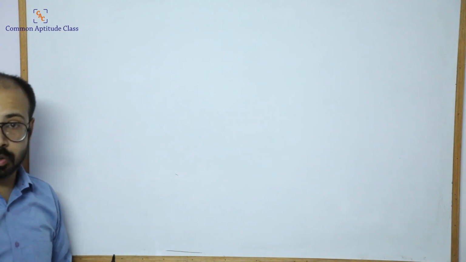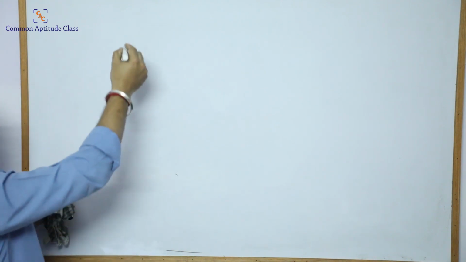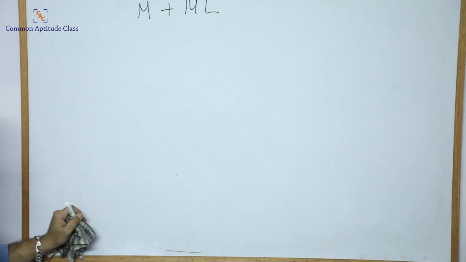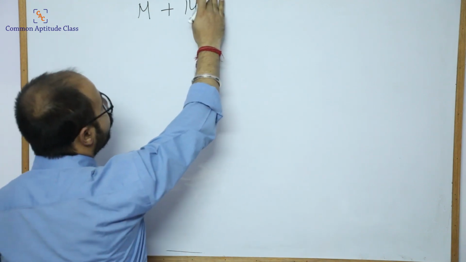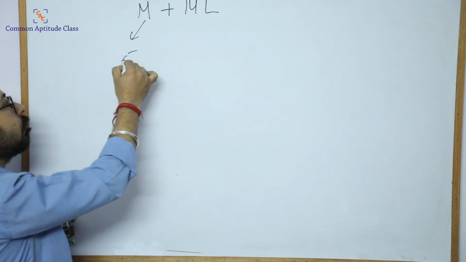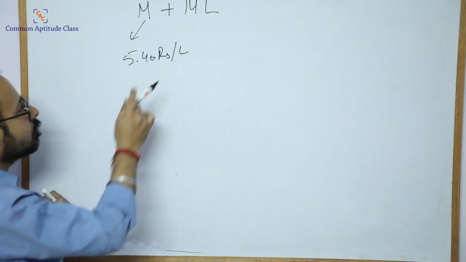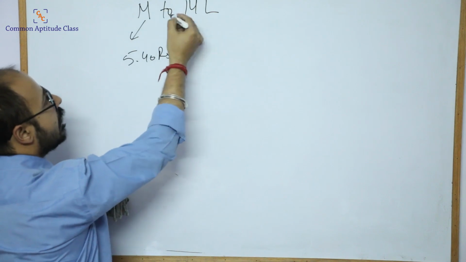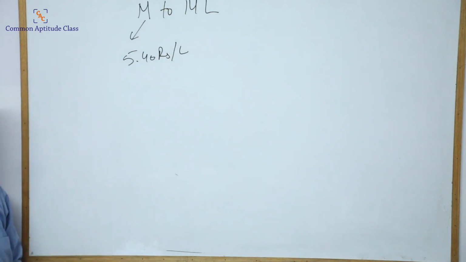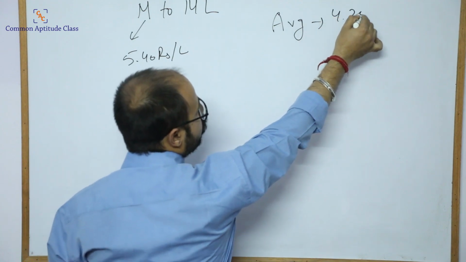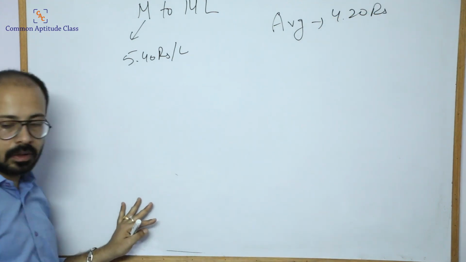Now the next question: how much water should be added to 14 liters of milk worth rupees 5.40 per liter, so that the value of the mixture will become 4.20? So the average cost will become 4.20 rupees. Done till here? Any doubt?